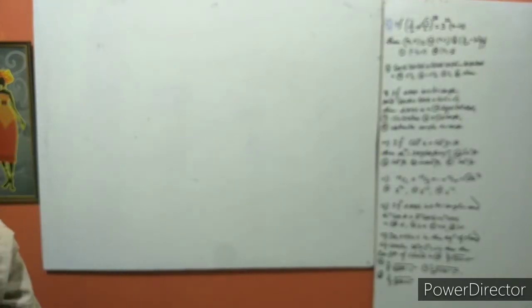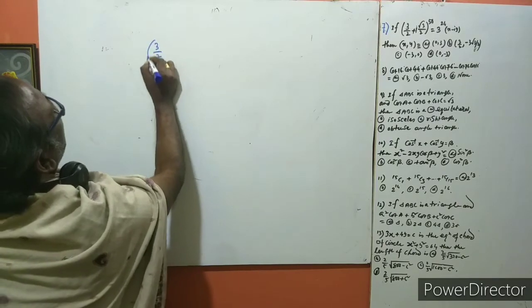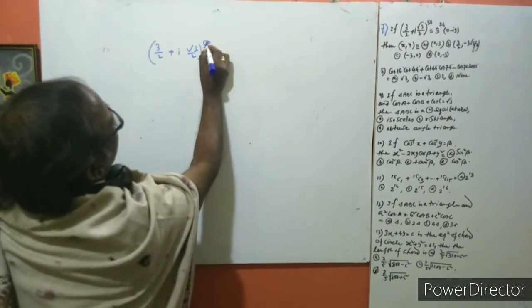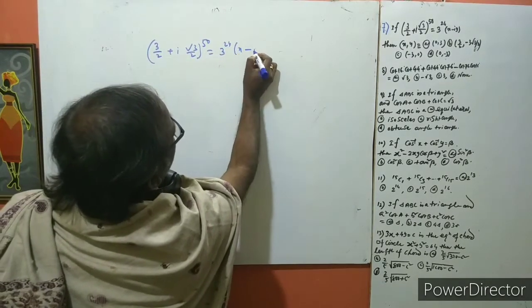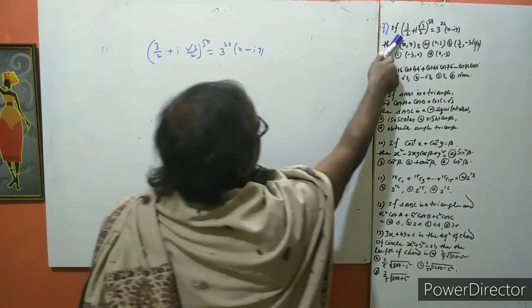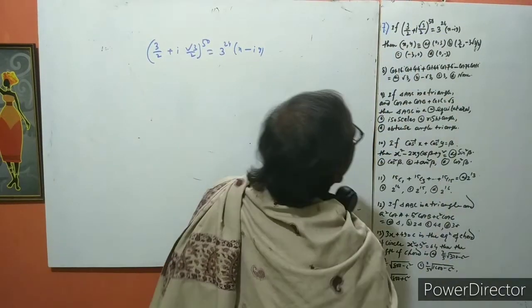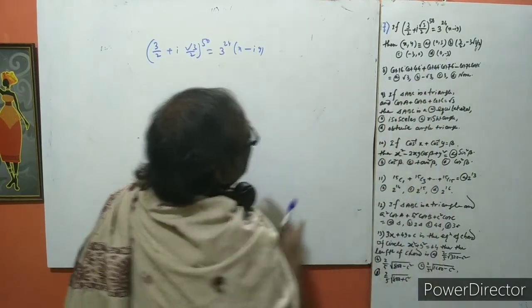Okay, now see the solution for question number 7. So we are given that 3 by 2 plus i into root 3 by 2 to the power 50 is equal to 3 to the power 24 into x minus i by something. Here is the question number 7: 3 by 2 plus i into root 3 by 2 to the power 50 equals 3 to the power 24 within the bracket x minus i by, and what is the coordinate of x, y?